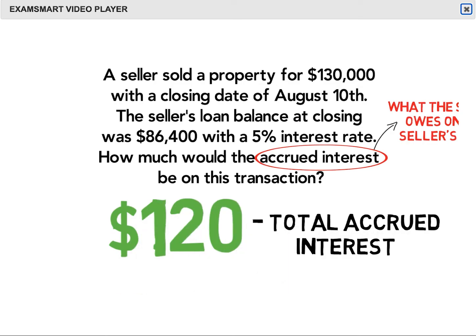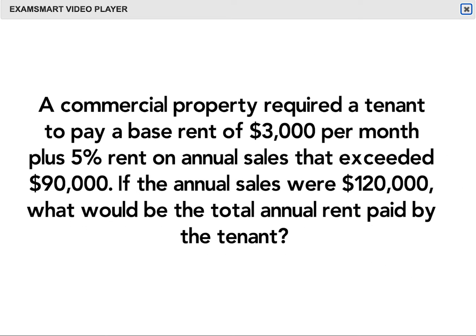A problem might say that a commercial property required a tenant to pay a base rent of $3,000 per month, plus 5% rent on annual sales that exceeded $90,000. If the annual sales were $120,000, what would be the total annual rent paid by the tenant?